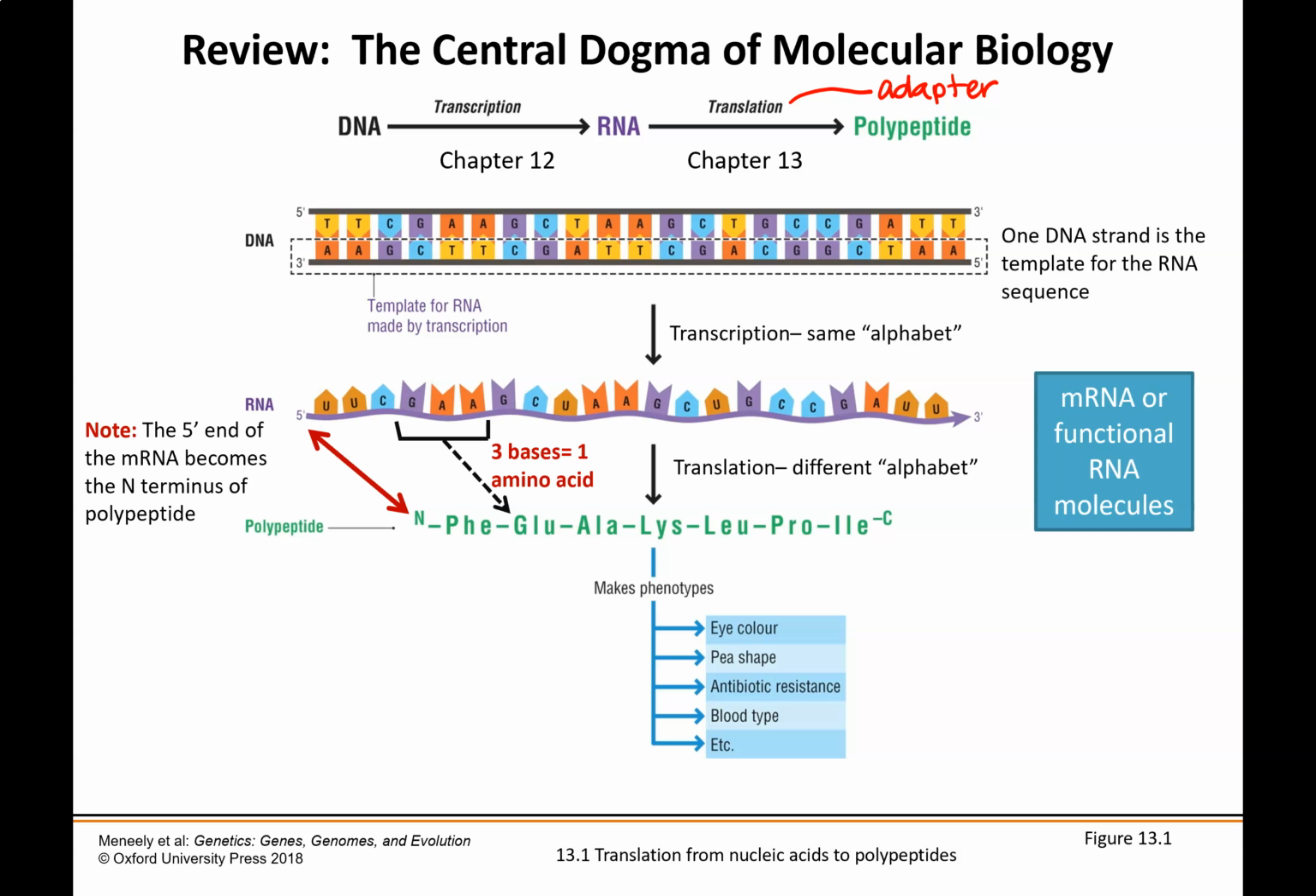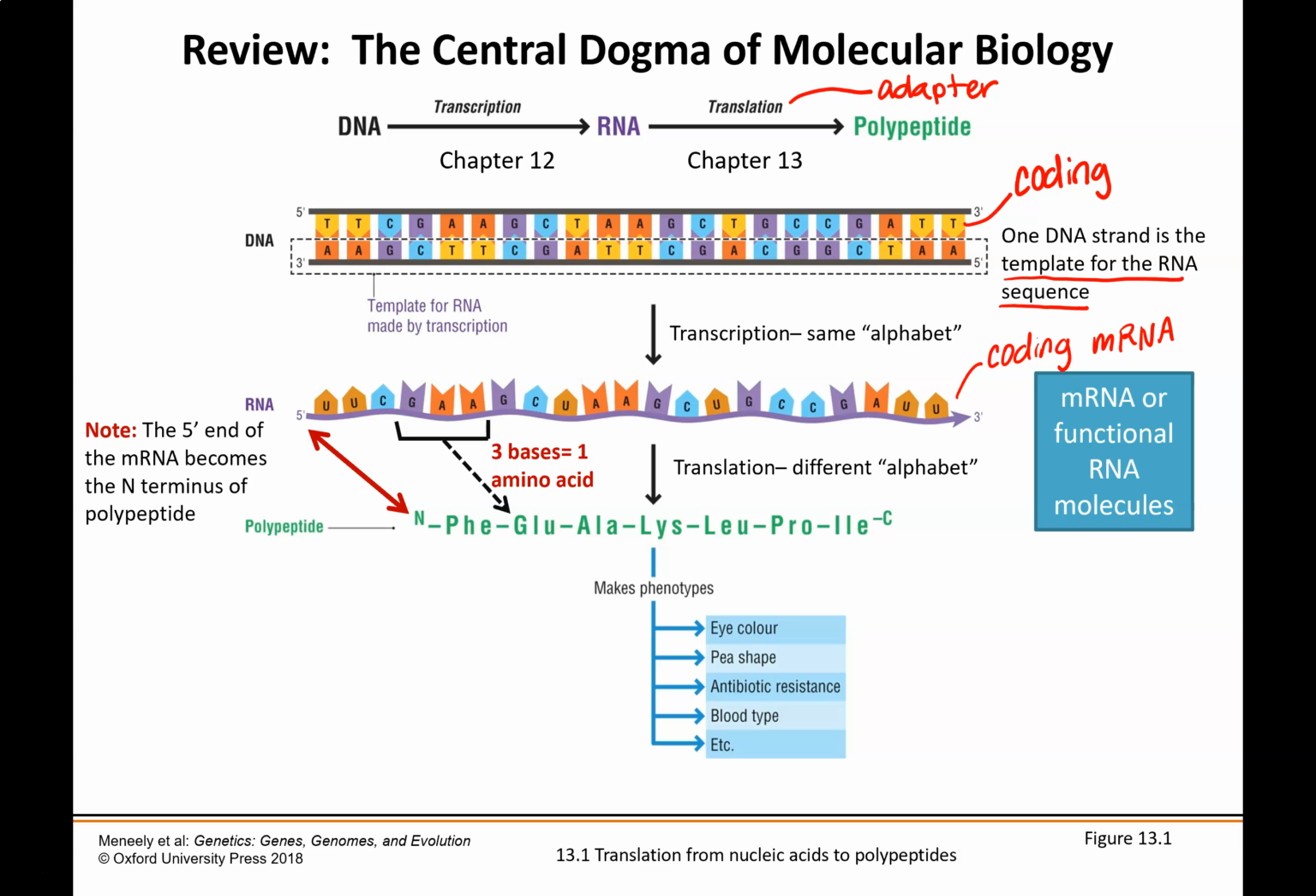Recall that one strand of DNA is the template for the RNA sequence, and that is complementary to our coding sequence. And when that template is used to make a messenger RNA, we essentially get a messenger RNA that is the same as the coding sequence, except that it contains uracil. So the template is going to be complementary both to the coding strand and the messenger RNA.